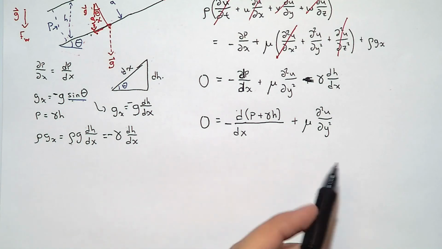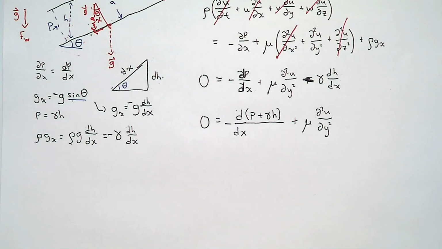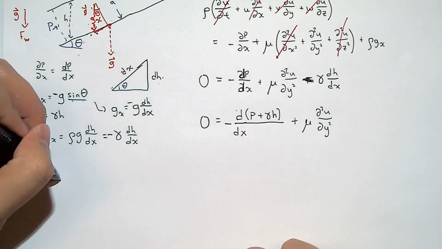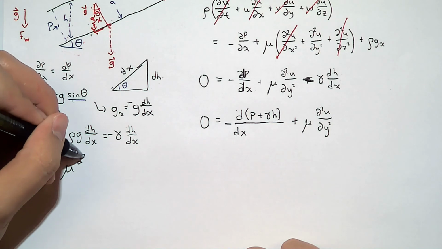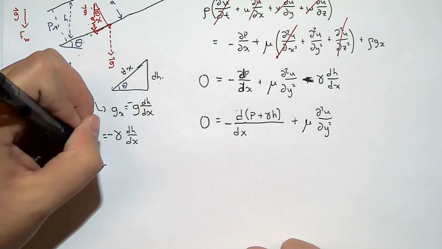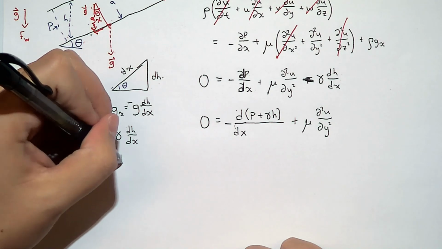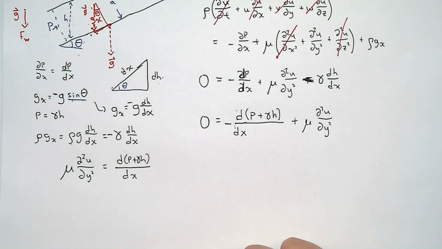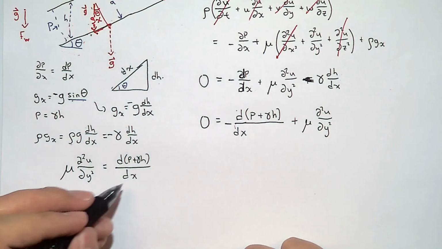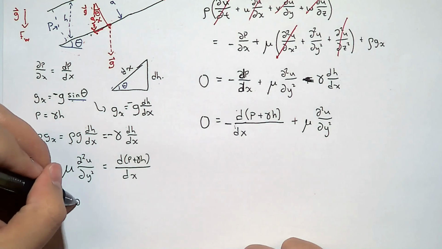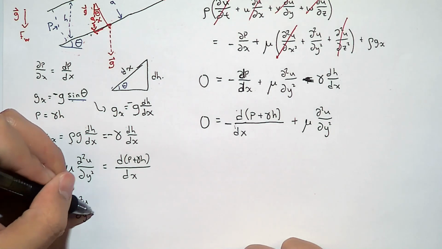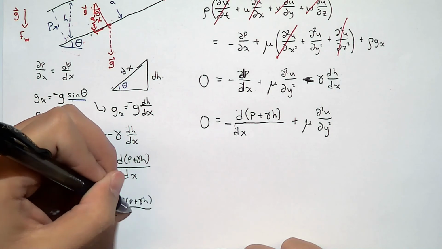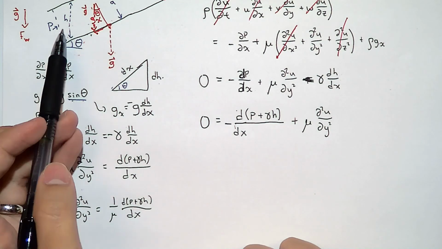So what do we end up with here? We have a pretty simple equation that relates the pressure term to the viscous term. So what does this give me? I get that my viscous term, mu times the second derivative of u with respect to y, equals, and I'm going to move this to the other side, d of pressure plus gamma h over dx. I can then solve for my velocity term, and I get the second derivative of u with respect to y equals 1 over mu times d of pressure plus gamma h over dx.